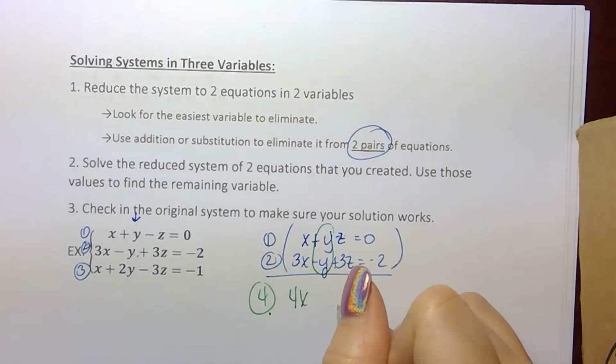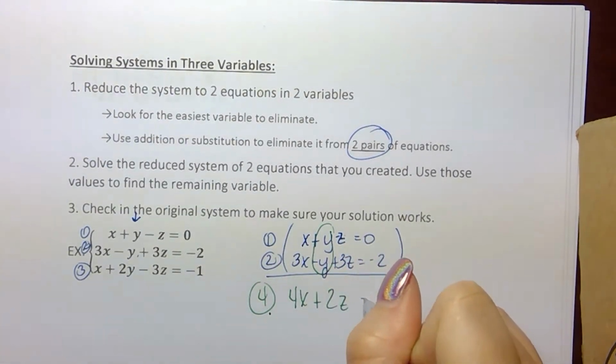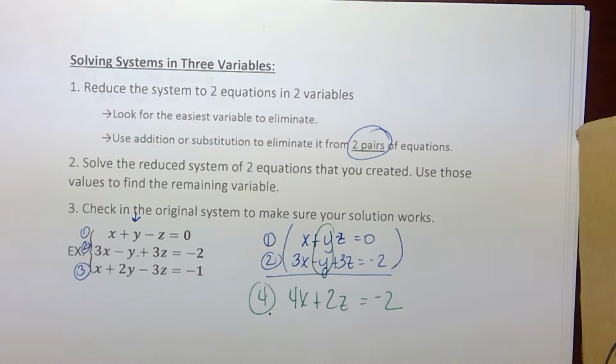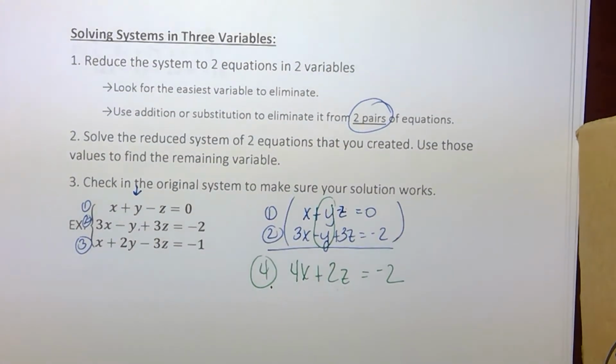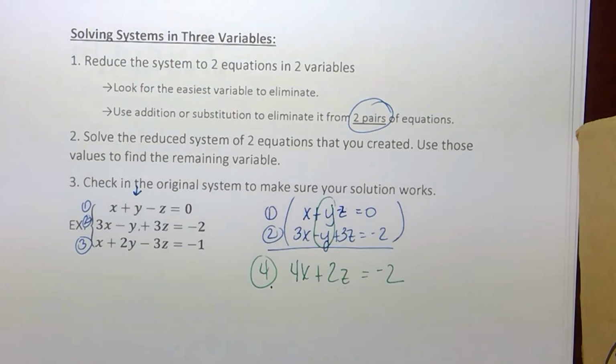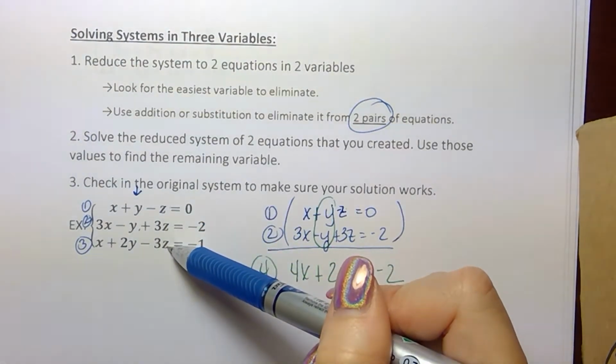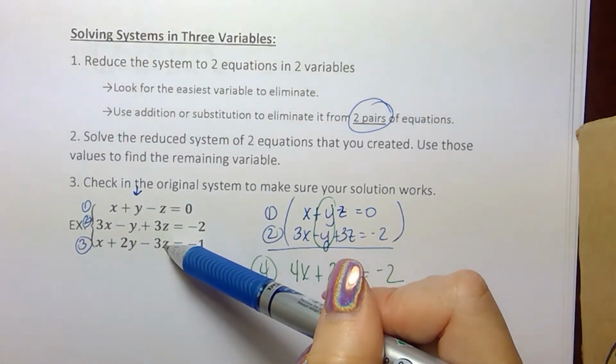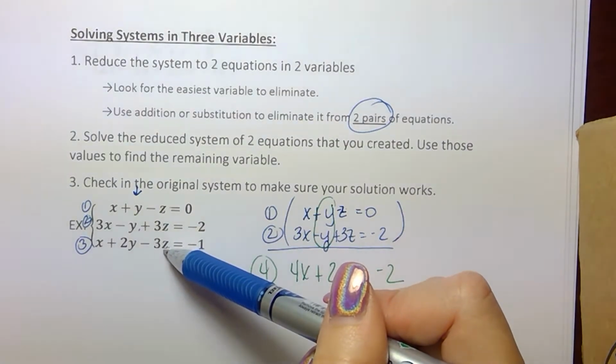Negative z and positive 3z is plus 2z is equal to negative 2. That is my fourth equation: 4x plus 2z equals negative 2. It only has 2 variables, x and z. So I go back to my original system and I say, all right, I paired up 1 and 2 to eliminate y. I need to pair up either 1 and 3 or 2 and 3 and eliminate y again.